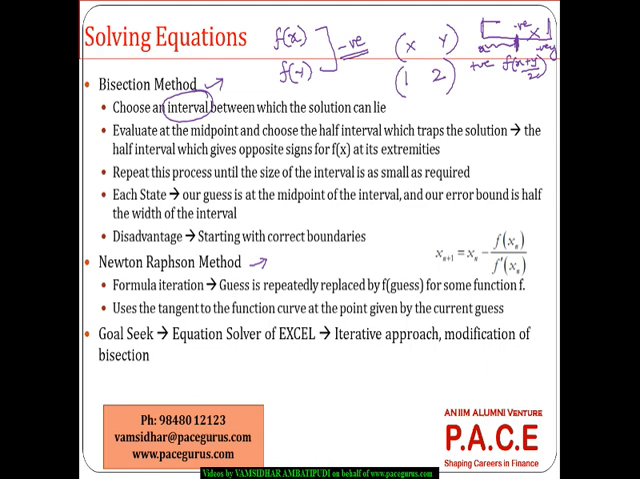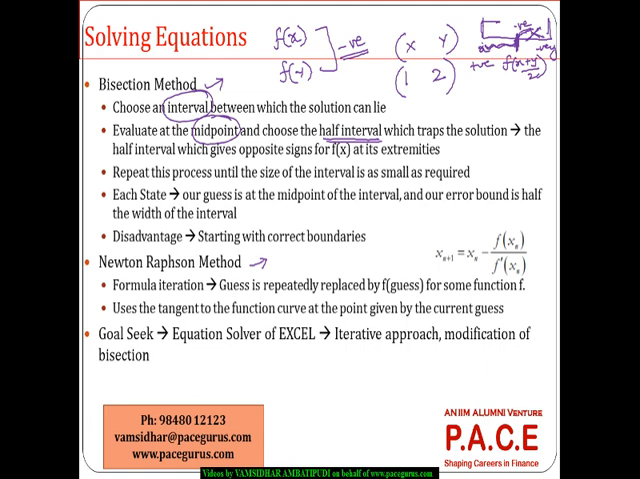At any point, the midpoint of the first iteration will become the interval ending for the second iteration, depending on whether its other pair is positive or negative. It has to be an opposite pair. So if this comes out to be negative, it pairs up with the positive, eliminating the other half. So it is always evaluated at the midpoint, and only half of the interval will be chosen, which will trap the solution. So now it is said that the solution will lie between x and (x plus y) by 2. The other half is completely ignored; the one which gives the opposite sign for f of x at the extremities is the one that is typically chosen.